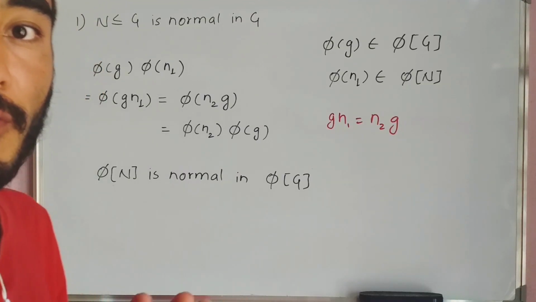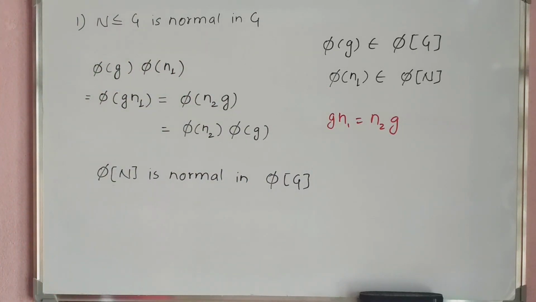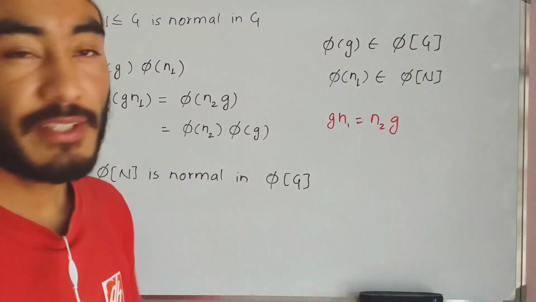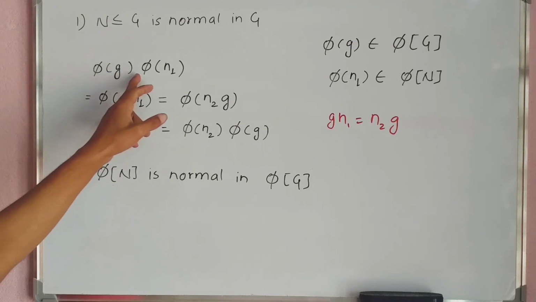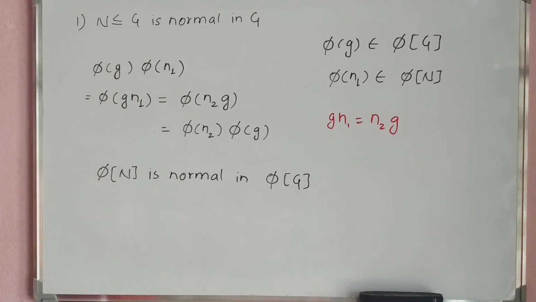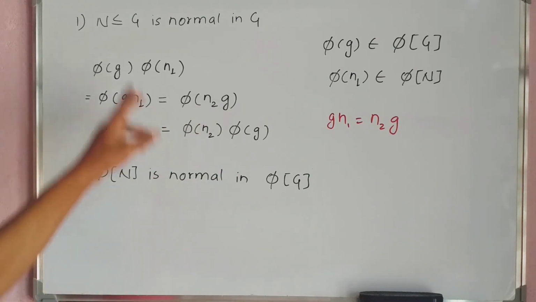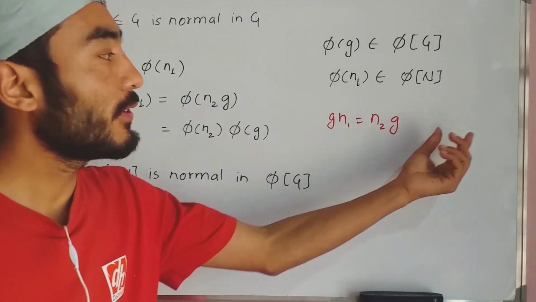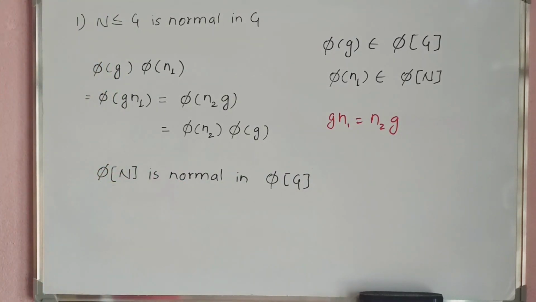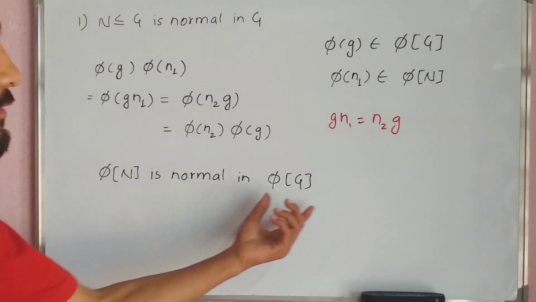Now we proceed to the proof. The first part of the proof: N, a subset of G, is normal in G is given to us, and we have to prove phi(N) is normal in phi(G). We have phi(g) belonging to phi(G) and phi(n1) belonging to phi(N). Then we have phi(g)phi(n1) = phi(gn1) by the property of homomorphism, and that equals phi(n2g), because N is normal in G is given to us, so we have gn1 = n2g for some n2 in N. This gives us phi(n2)phi(g). Then from the definition, phi(N) is normal in phi(G).